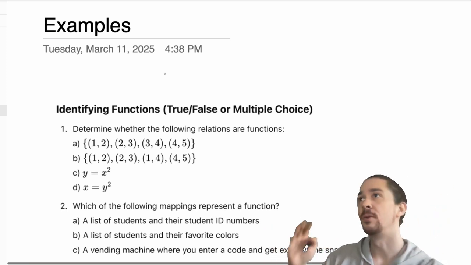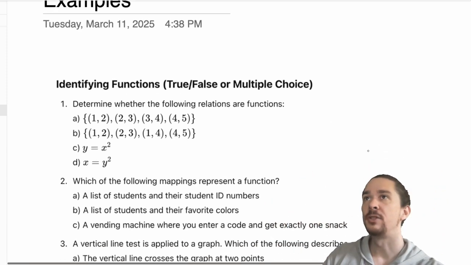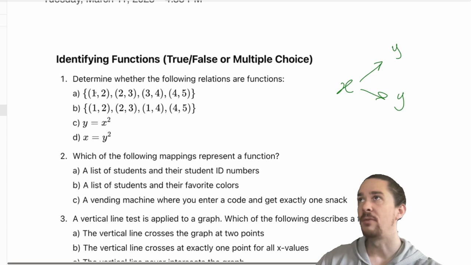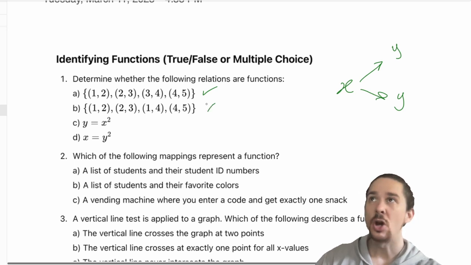Let's stop here and go through a bunch of questions to check if we've understood what we've covered. So, determine whether the following relations are functions. For a relation to be a function, it means that there cannot be an x value that points to two different y values. So in this first set, every x value has a different and unique y value. So this is a function. In this second set, we can see that when x is 1, the y value can be 2 or 4, and that means this is not a function.